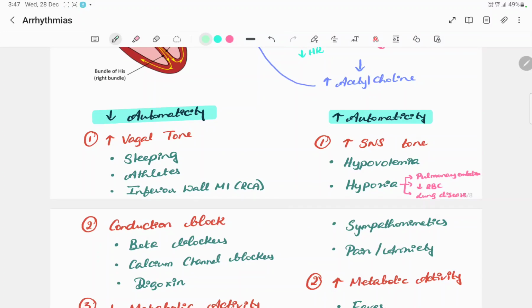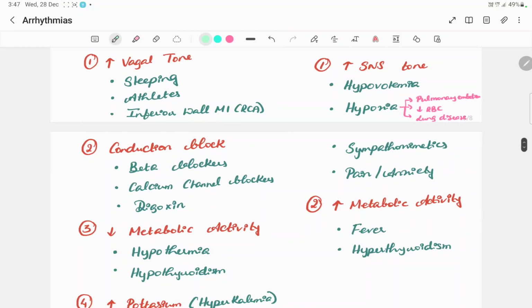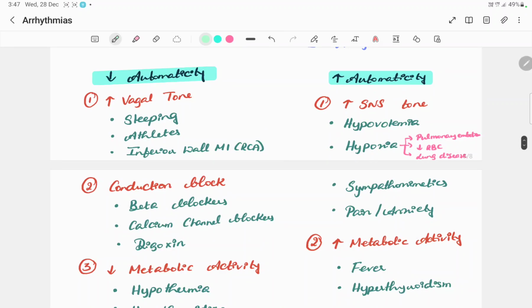Coming to increase in automaticity, it is due to the increased sympathetic nervous system tone, which might occur due to hypovolemia and then hypoxia. Hypoxia due to decrease in RBC, lung disease, and pulmonary embolism. Sympathomimetics and pain or anxiety might also lead to an increased sympathetic nervous system tone, thereby increasing the automaticity.